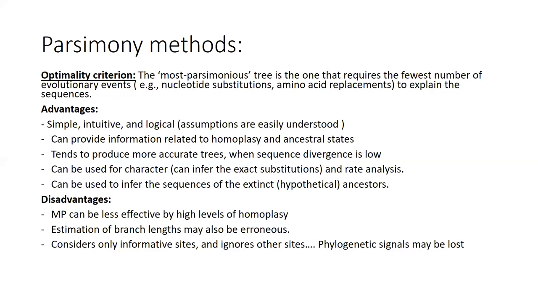However, it also has some disadvantages. When sequence divergence is high, or the amount of homoplasies is large, tree estimation by maximum parsimony can be less effective because the original parsimony assumption no longer holds. So the estimation of branch lengths may also be faulty or erroneous because MP does not employ substitution models to correct the multiple substitutions. In addition, this method only considers informative sites and ignores other sites. Consequently, certain phylogenetic signals or information may be lost.